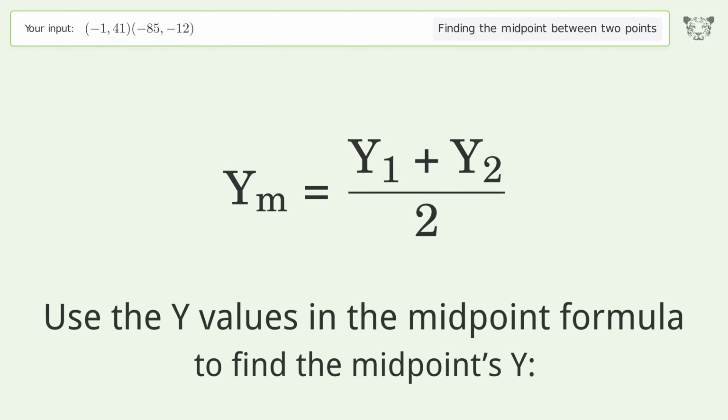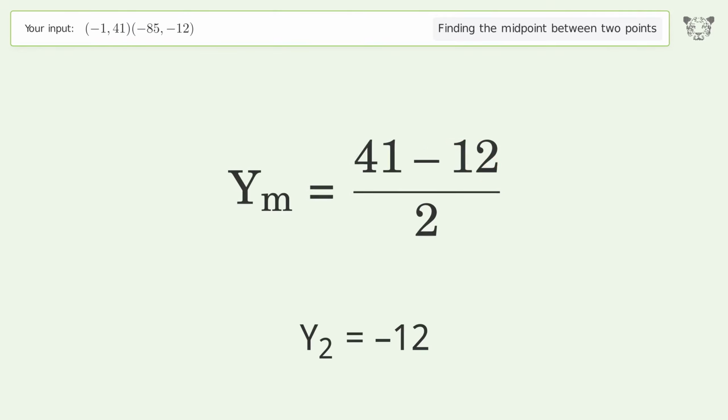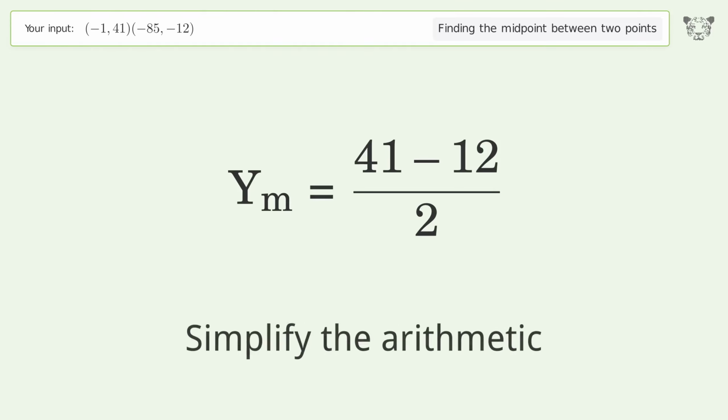Use the y values in the midpoint formula to find the midpoint's y. y1 equals 41. y2 equals negative 12. Simplify the arithmetic.